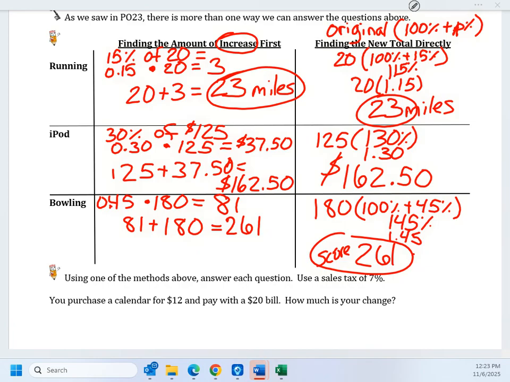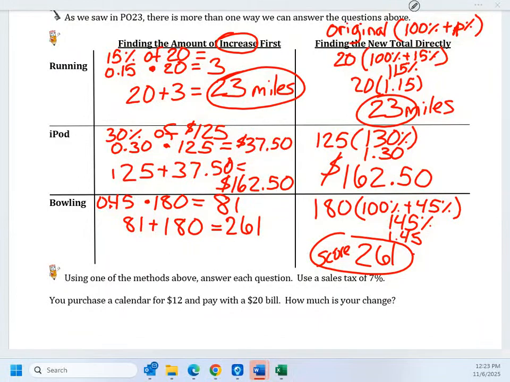So like I said, some of us are going to say one way speaks to you more than the other way. For my brain, the second way speaks to me. I get it. I'm just increasing it by that 100% and then I multiply. Okay. So either way.